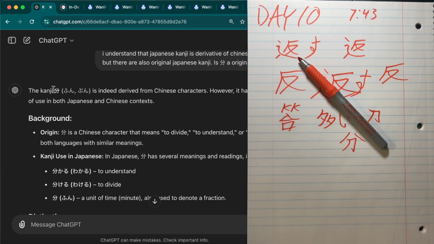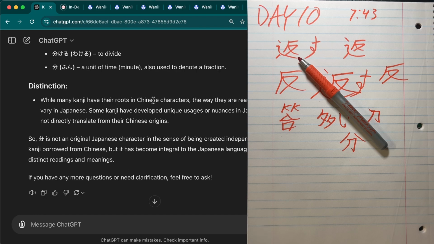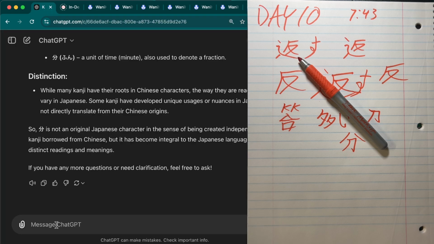Okay, so it is derived from Chinese characters. However, it has a long history of use in both Japanese and Chinese contexts. In Chinese, the character means to divide, to understand, or part. While many kanji have their roots in Chinese characters, the way they're read and used can vary in Japanese. Okay, all right. But my question was for this one.